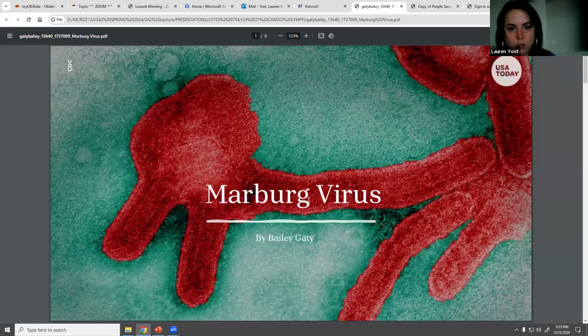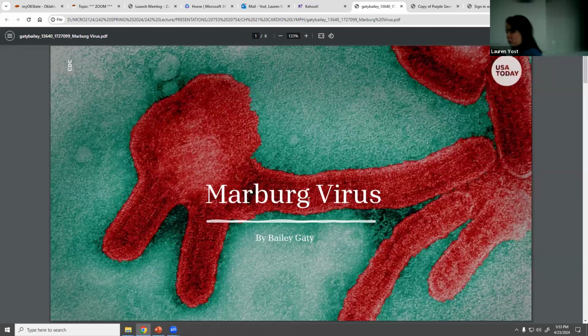Okay. Yeah, okay. Left and right arrows are probably best, or you can scroll.